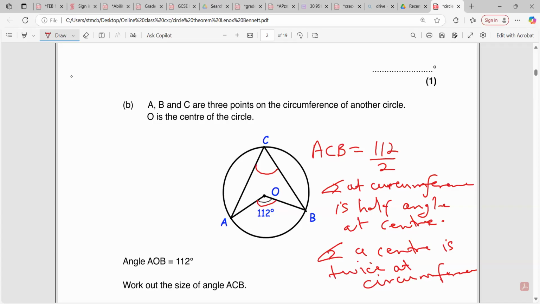So all we have to do is divide that by 2. 2 into 11, that's 5, remainder 1. So 2 into 12, 6. So this would be 56 degrees. But the answer is not complete for CXC without the reason. The angle at the circumference is half the angle at the center, or the angle at the center is twice. So just remember, the angle at the center goes bigger, it goes more open. So make a note of those.